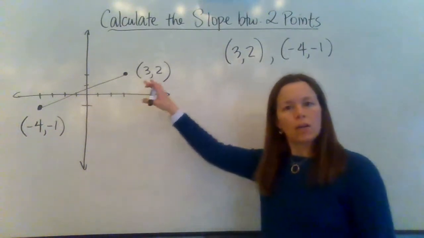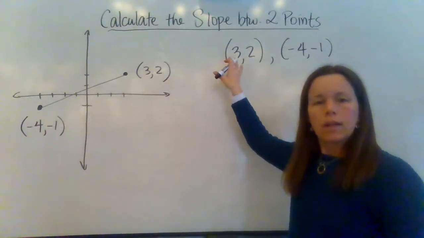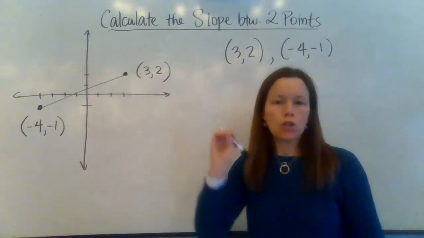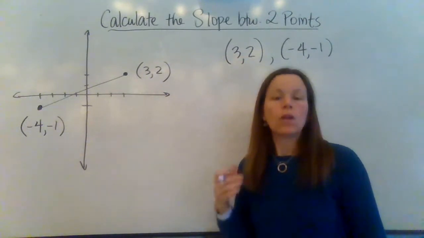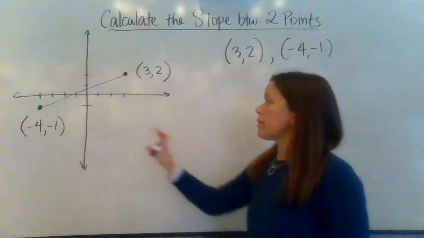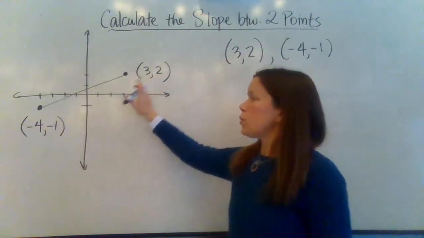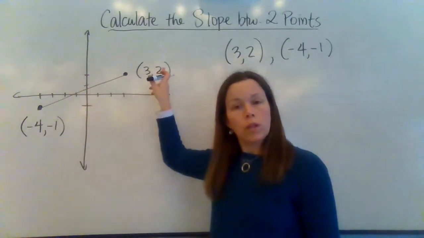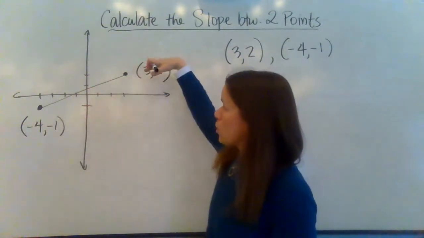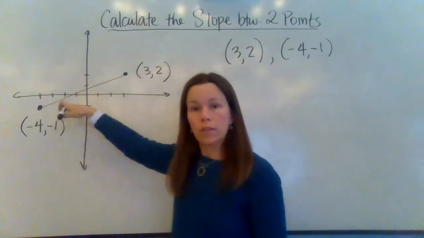We're going to talk about calculating the slope of the line running between any 2 points on the coordinate plane. So I've given us an example. Our example is (-4, -1) and (3, 2). And there's a line that runs between those 2 points, and it's got a slope.